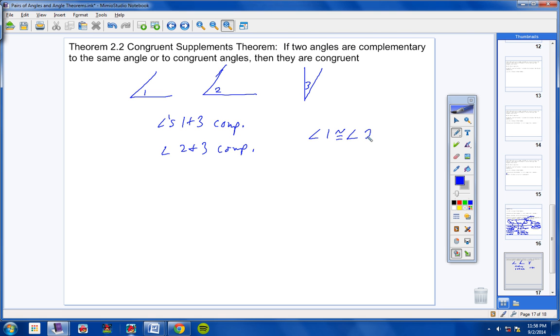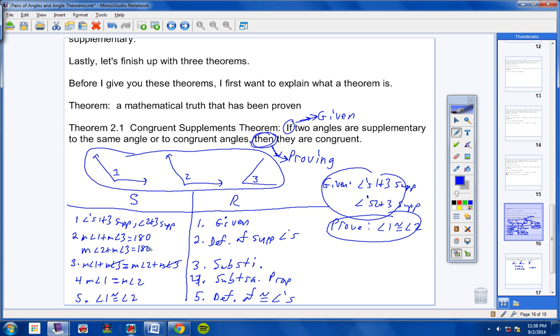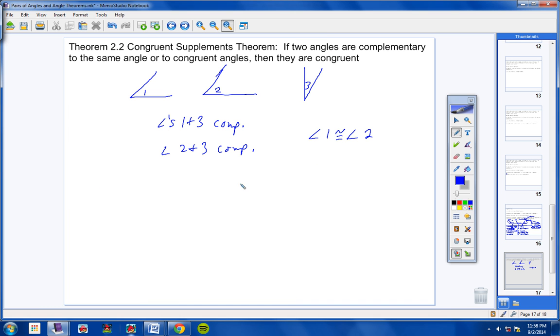And I'm not going to prove this theorem because it would be identical to the last theorem, only instead of using the sum as 180, I would just use 90 degrees right here. I would put a 90 here and a 90 here, and instead of putting supplementary, I'd call them complementary, and everything else would be the same. So I'm not going to take time and do that. But this is what this theorem is stating. If an angle is complementary to another angle, and then another angle is complementary to the same angle, then these two angles here will be congruent. Okay, theorem 2.2.